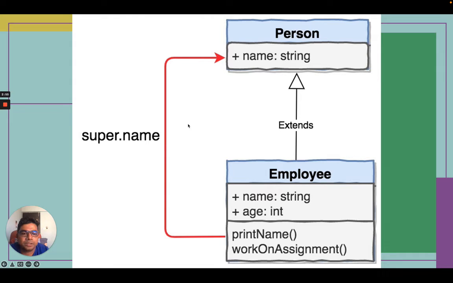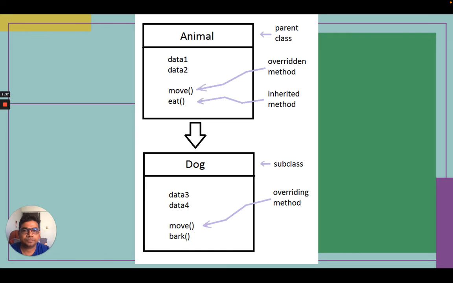Now here you can see Employee extends from Person, and Employee has a name and age. When I am calling the print name, it will refer to the name variable which is in the parent class. Mostly, only in a parent-child relationship is the super keyword used.